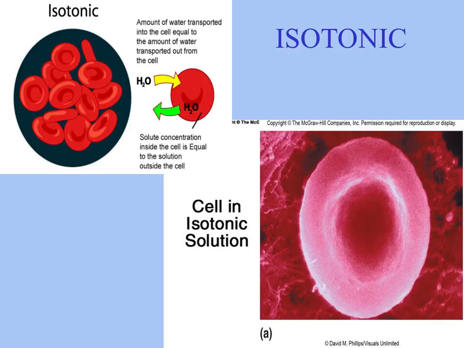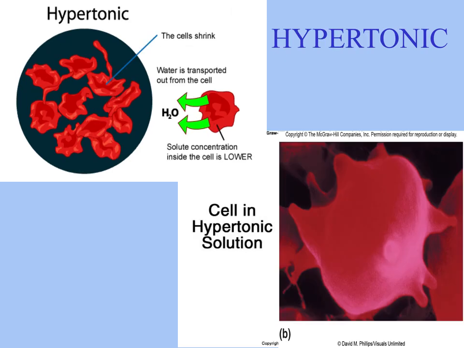And the way we use that term tonicity is in reference to the fluid that's inside of cells versus the fluid that's outside of cells. So the first term, isotonic, means there's the same concentration of solutes outside the cell as there is inside the cell. And because there's the same concentration of solutes, there is not going to be any net movement of water across the cell membrane. In a hypertonic solution, we can't do anything about what's inside the cell. What we can change is what's outside the cell.